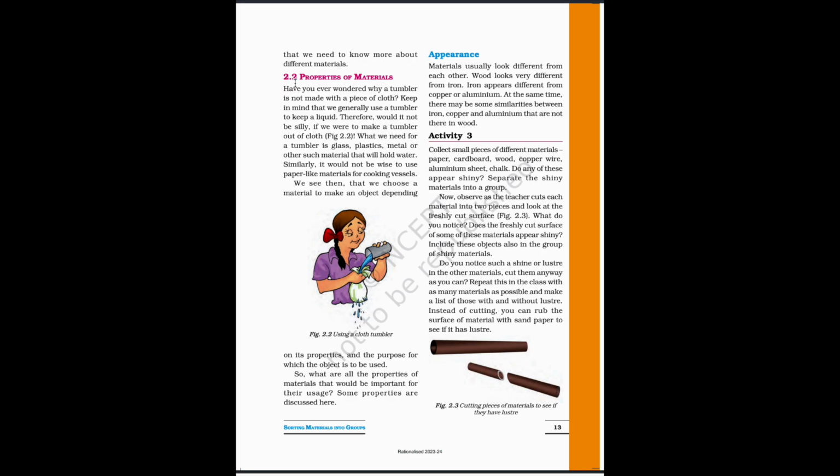Does the freshly cut surface of some of these materials appear shiny? Include these objects also in the group of shiny materials. Do you notice such a shine or luster in the other materials? Cut them any way as you can. Repeat this in the class with as many materials as possible and make a list of those with and without luster. Instead of cutting, you can rub the surface of material with sandpaper to see if it has luster.